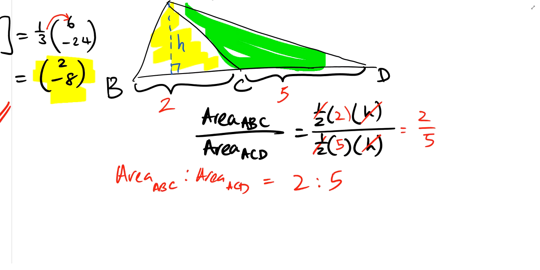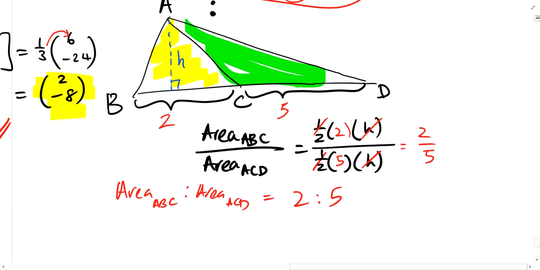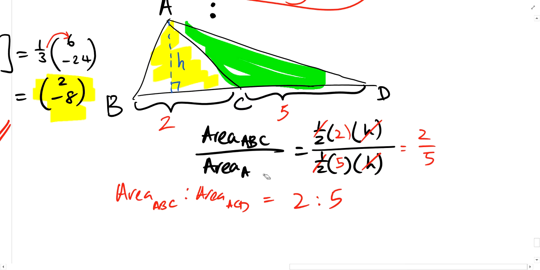Now I want area of ABC divided by area of ABD. Okay, what is the ratio? 2 over 7, so 2:7. Understand? Any questions? You must be able to do this instantly. So this is for triangles that are not similar.